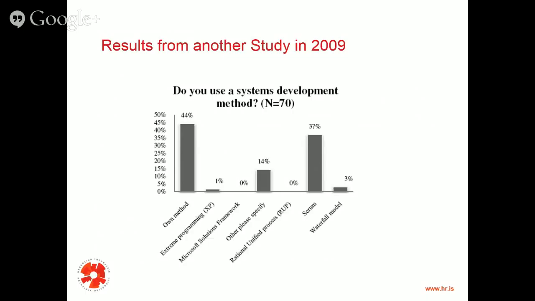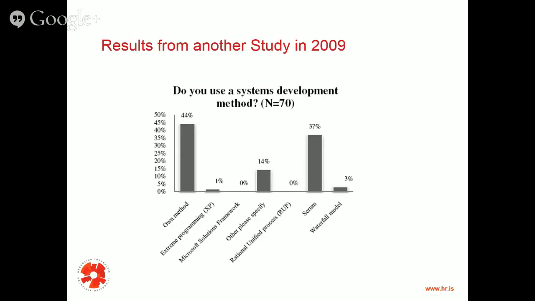But the highest number of participants were using their own method. And then some were using other, so it was like Scrum and the others, because it's really hard to know how the own processes or other processes are.